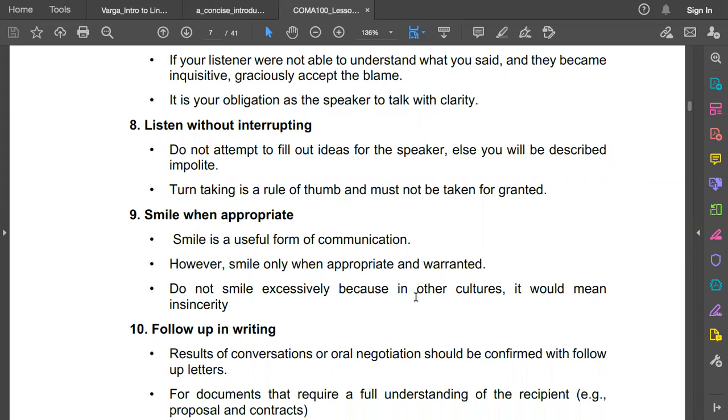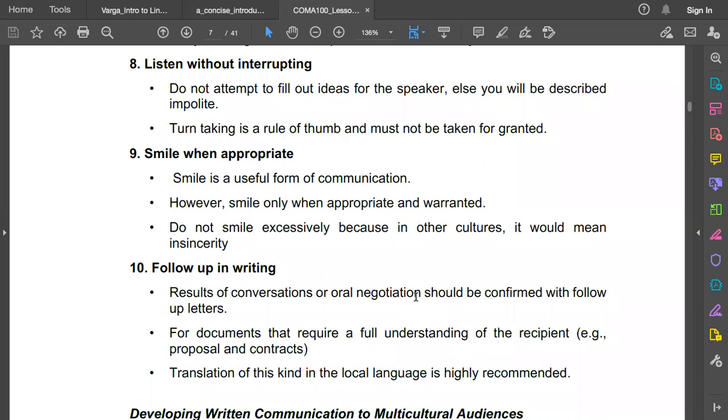Smile when appropriate. Smile is a useful form of communication. However, smile only when appropriate and warranted. Do not smile excessively because in other cultures it would mean insincerity.